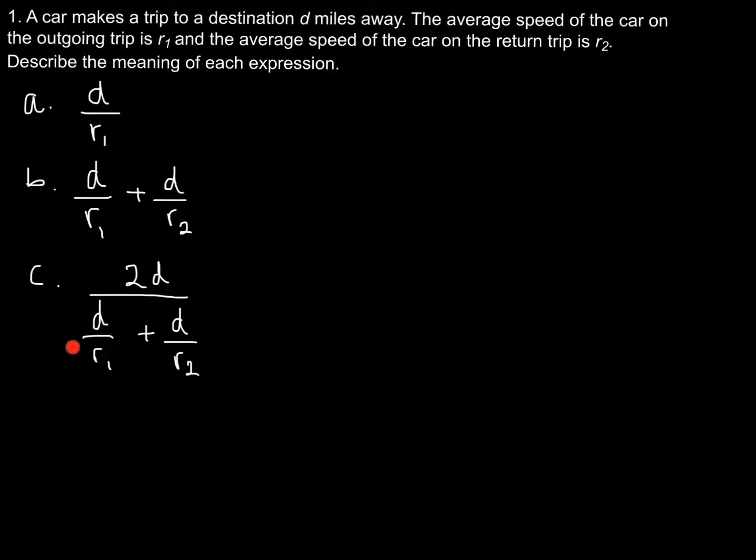For letter C, there's a lot going on, so break it down piece by piece. Think about each section of the expression individually first, and then put them all together and see how they relate. Again, the big picture idea is that you want to describe what each expression means in terms of the trip. Make sure that you have an attempt at each one. If you have questions that arise, make sure that you have a question bubble ready to go, and we will talk about it in class.